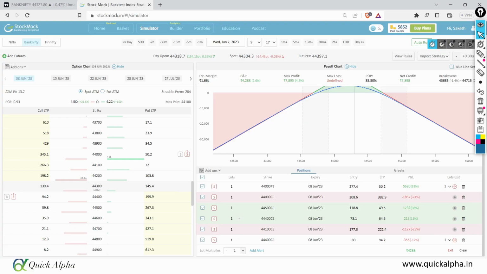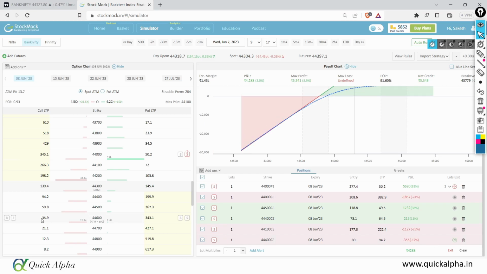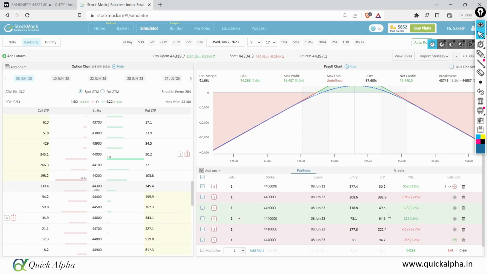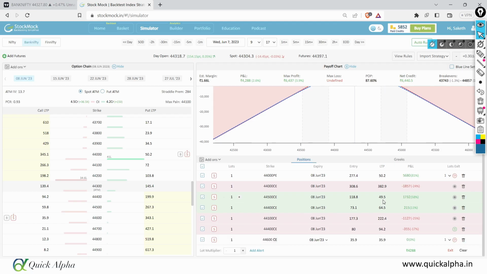At this particular point I would prefer shifting my calls farther away because I am not comfortable holding this particular trade. So I would shift to a slightly bullish trade. You can see the puts are at 50, the calls are at 35. So this is a slightly bullish trade.